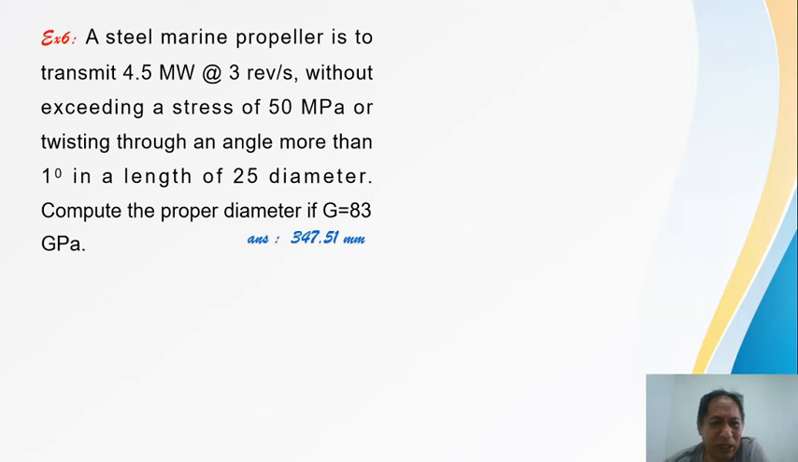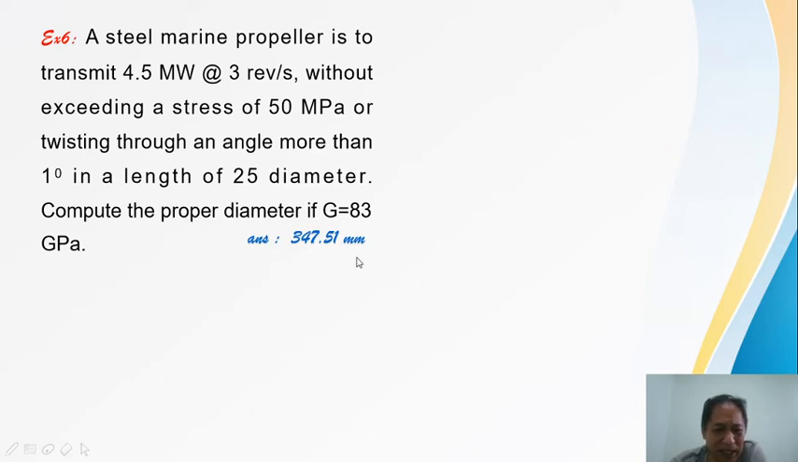So now we are given a power. There is a steel marine propeller transmitting 4.5 megawatts at 3 revolutions per second without exceeding a stress of 50 megapascal or a twisting. So two conditions must be satisfied, the allowable stress and the allowable twist, which is not more than 1 degree in a length of 25 diameter. Actually, the diameter here is not mentioned, but it just says the length is 25 of the diameter, because what is needed is really the diameter.